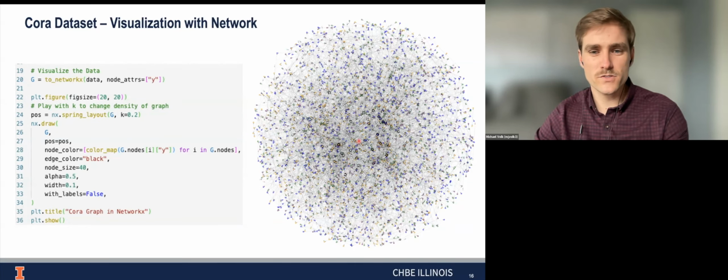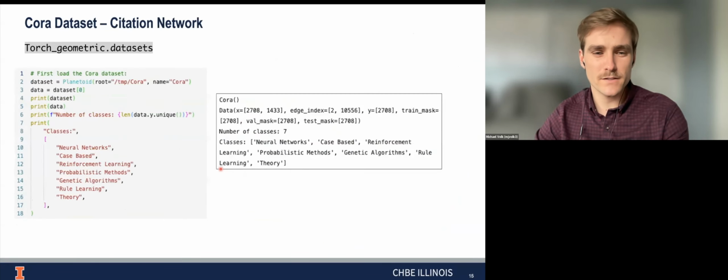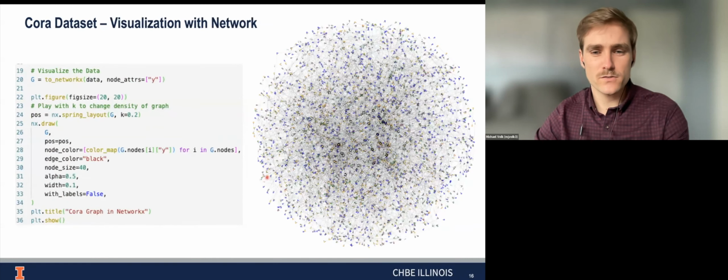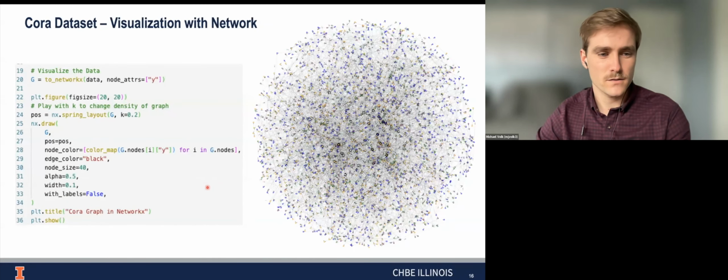You can just take away from this immediately that there's a lot of blue nodes. And if you just print out the distribution of the different classes, you'll see that I think there's nearly 800 blue nodes, or maybe 900 blue nodes, out of the 2,700. So the classes are a little bit imbalanced.